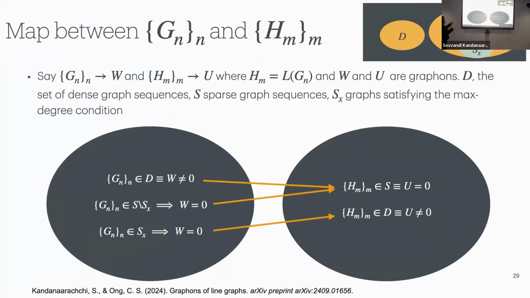So again, this is another mapping of where your Gn is and where your Hn is. If your Gn is here, then your Hn is sparse over there. And if your Gn is there, then Hn is still sparse. But if your original sequence Gn is there, then W is zero, U is not zero, right? So that's just another view of how the Gn and the Hn map to each other.